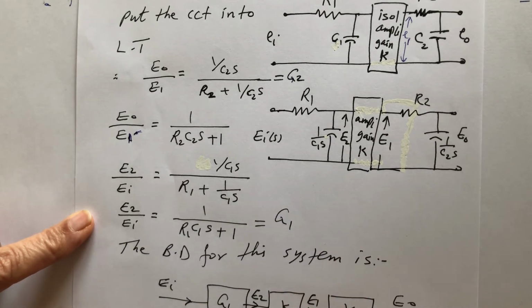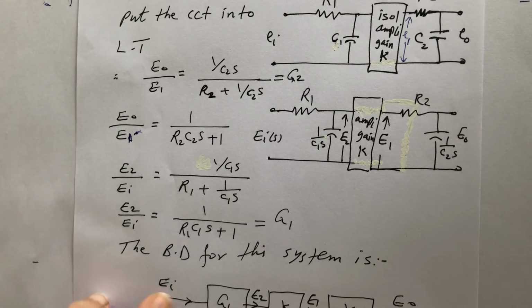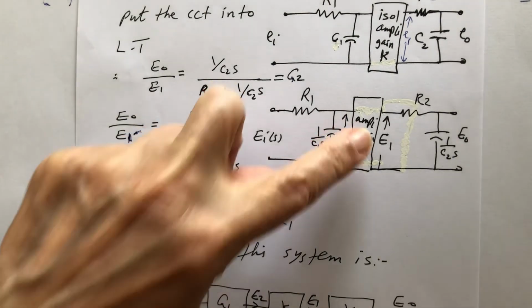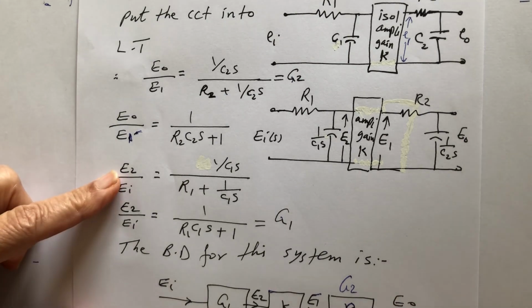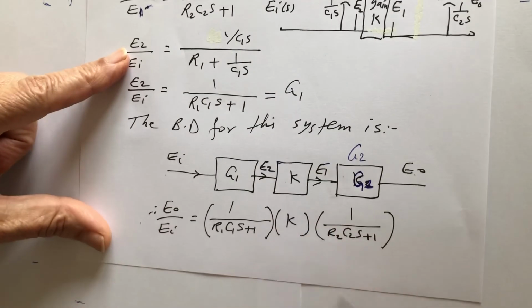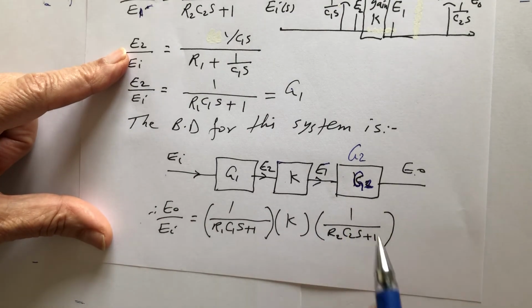Then this system I can put in that way. En goes into G1, which is that one. Then this is the gain K, and then I have E1, which is this. Then I have G2, I'll put it here. So the transfer function E out over En will be this times this times this. I'll repeat this, because this one wasn't clear.